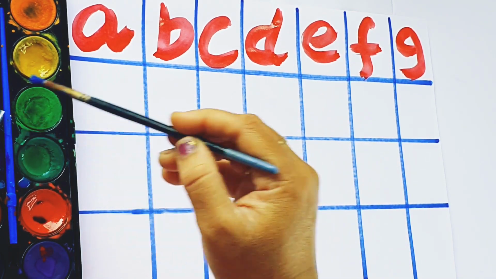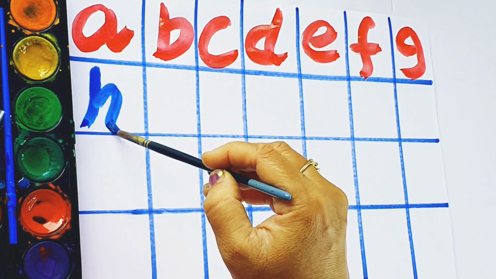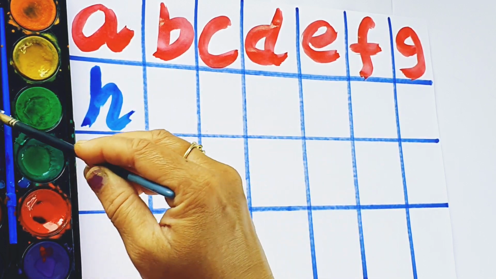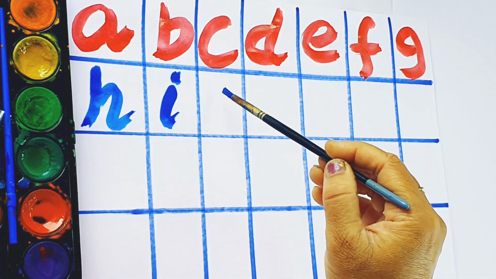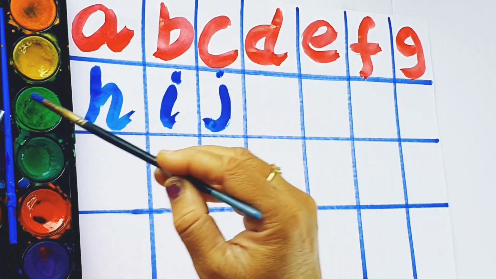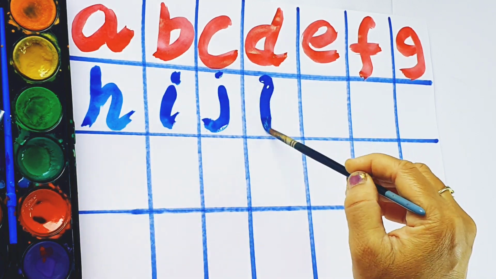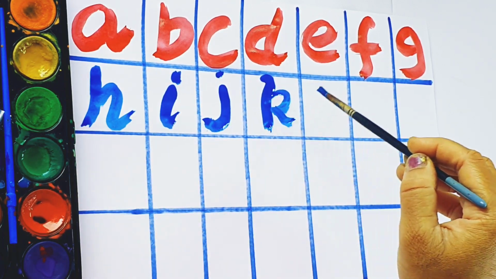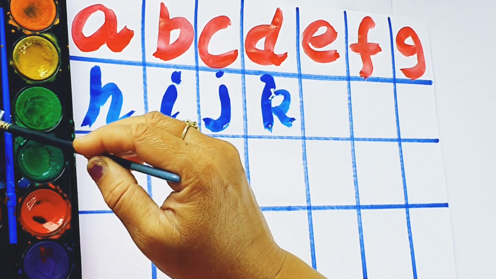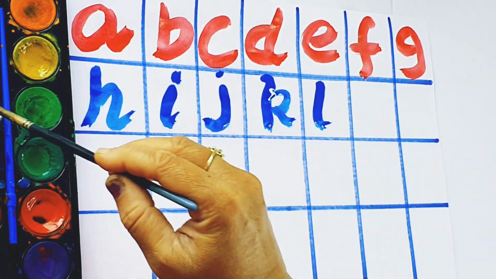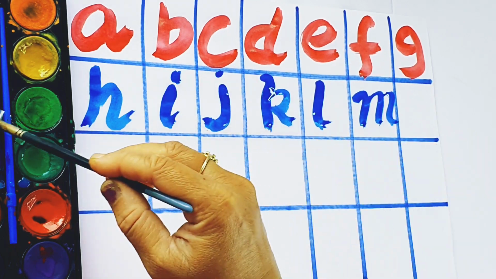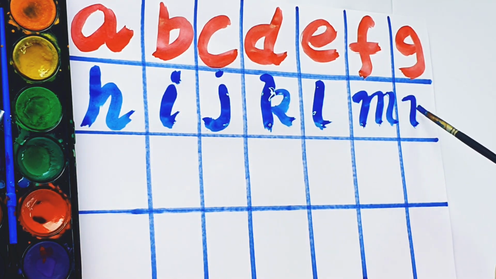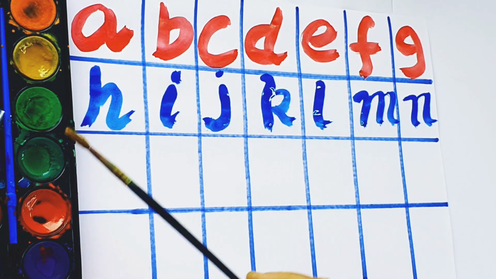Blue color. H for house. I for ice cream. J for joker. K for kite. L for lion. M for mango. N for nest.